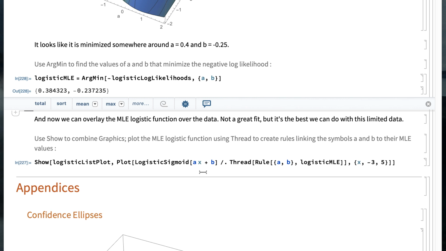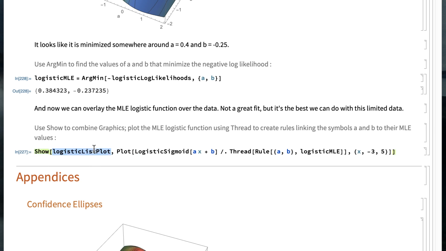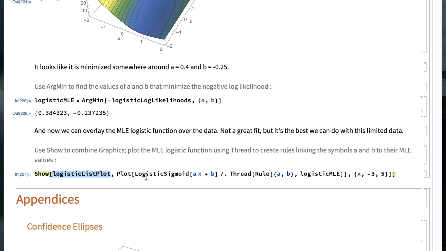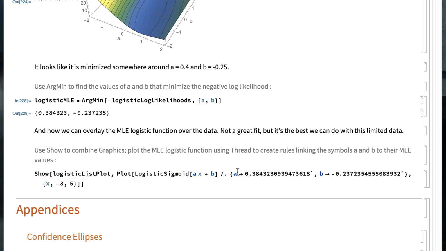And you can see our best fit. So here's the code to do it. It's a little bit inscrutable. Remember, show combines two graphics. This is our earlier plot of the data here. But what's this? And the idea here is, look, I have a logistic sigmoid of AX plus B, but I'm going to plug in a rule. Let's just evaluate that rule in place. To evaluate something in place, you select it, and you hit Command Return or Apple Return, and you can see that that's what it's actually going to do.